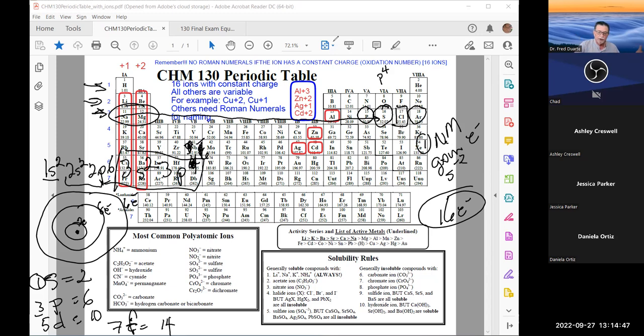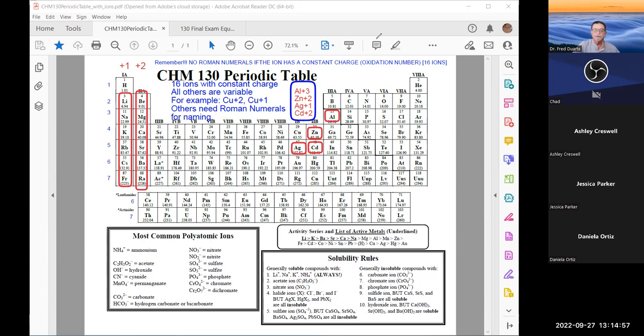Also, you could be asked questions where they give you an electron configuration and say, okay, who would this represent? Let me clear this up a little bit. All right, let's say 1s2, 2s2, 2p6. What element would have that electron configuration? 1s2, 2s2, 2p6.